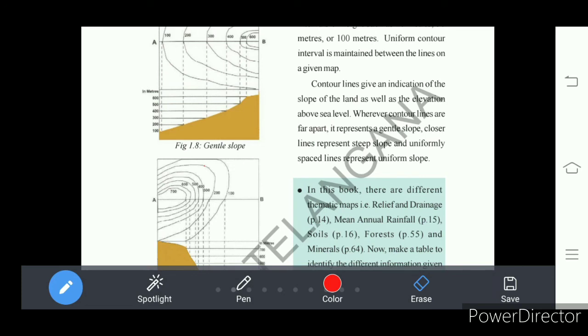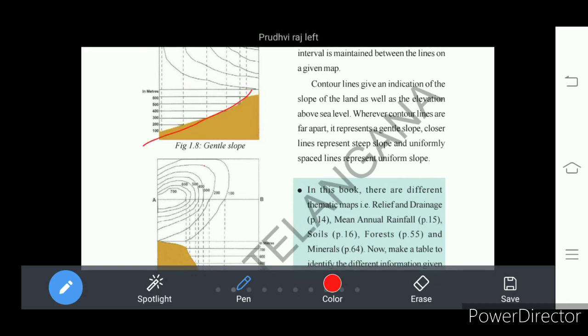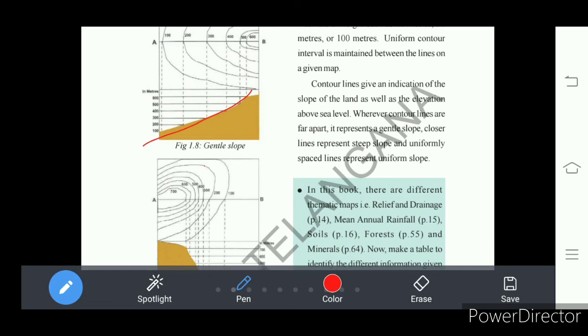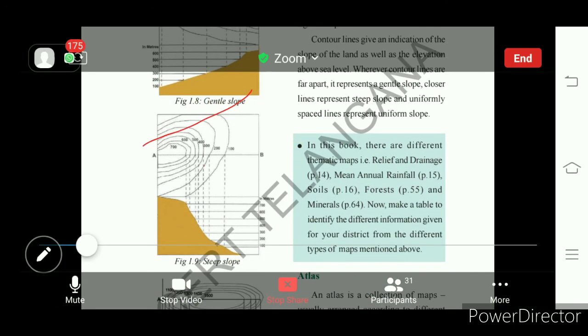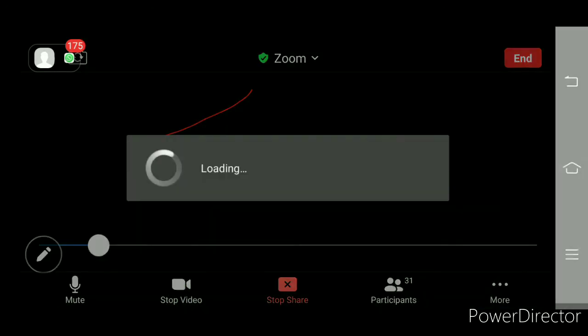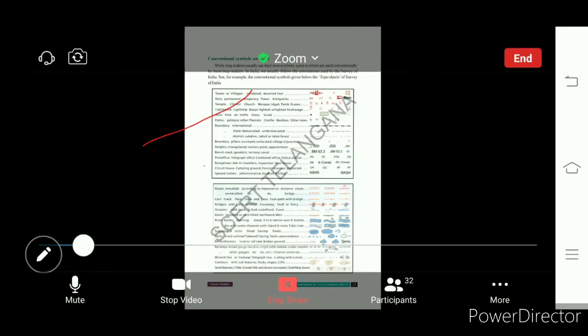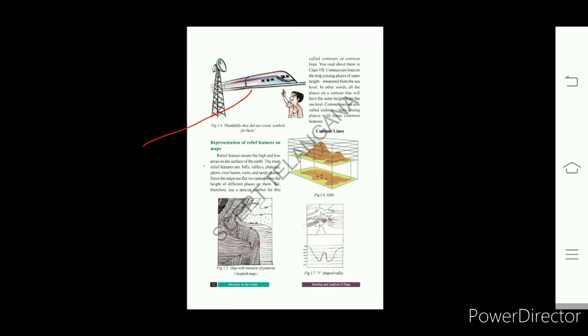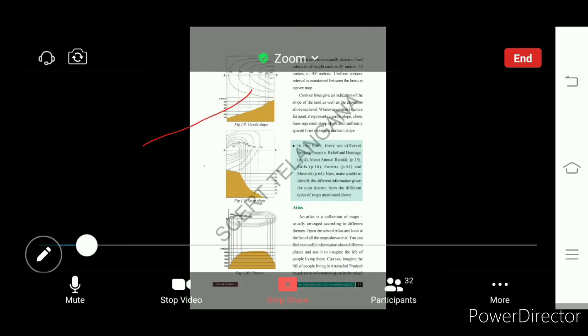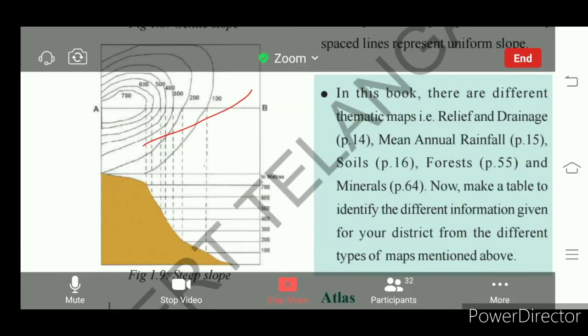Understand? Look at this gentle slope here. How is it there? A gentle slope is there, right? So contour lines are shown at different points. Another is shown here. Look here. This is different from the above map. What do you see here? It is a steep slope. What is that? Steep slope.